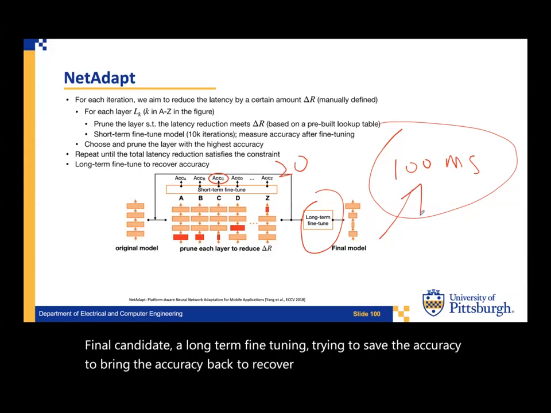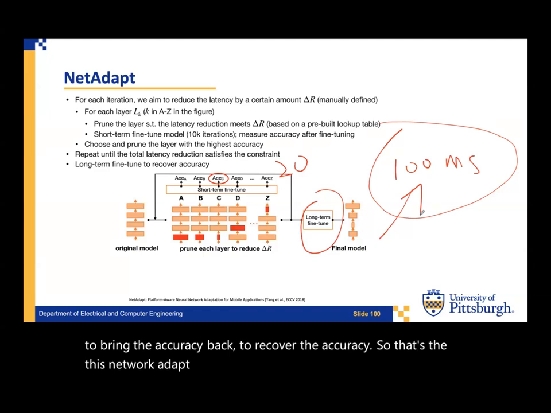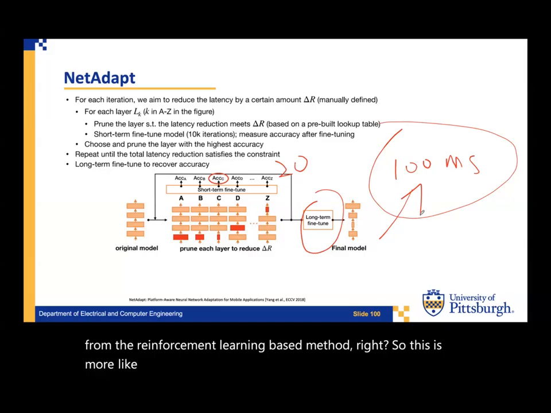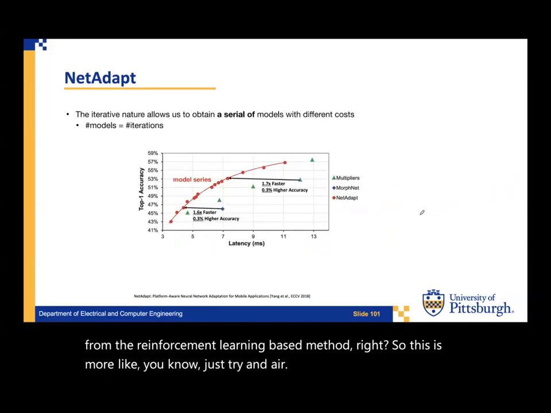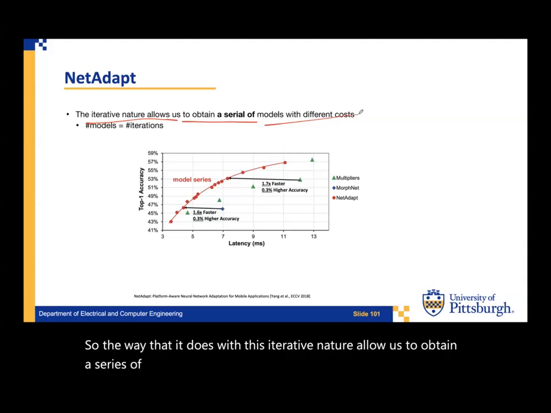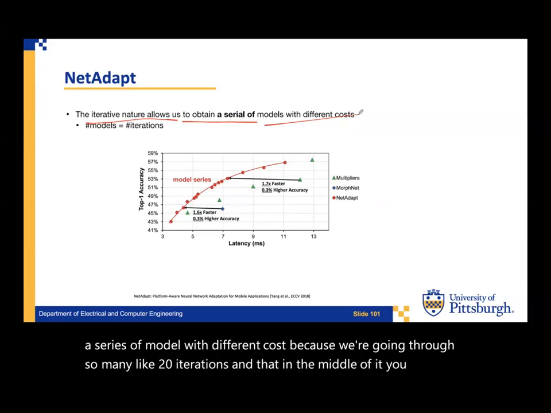So that's the NetAdapt method. It's a little bit different from the reinforcement learning based method. This is more like trial and error. The iterative nature allows us to obtain a series of models with different costs, because going through 20 iterations, in the middle of it you can get a lot of versions.